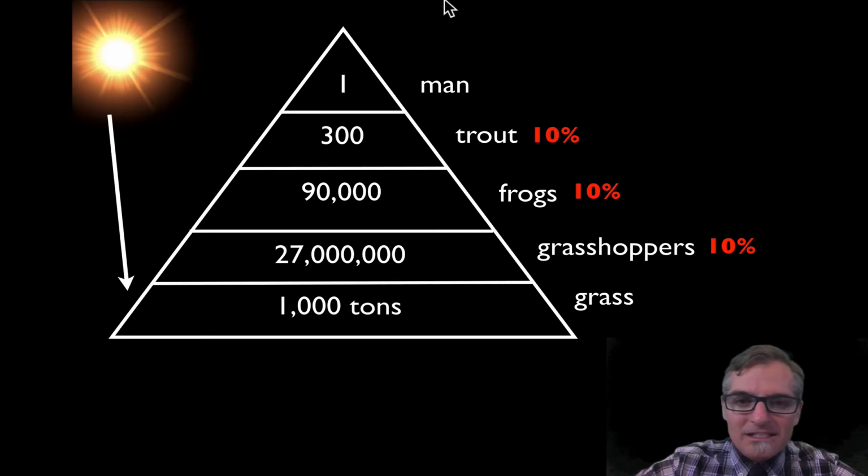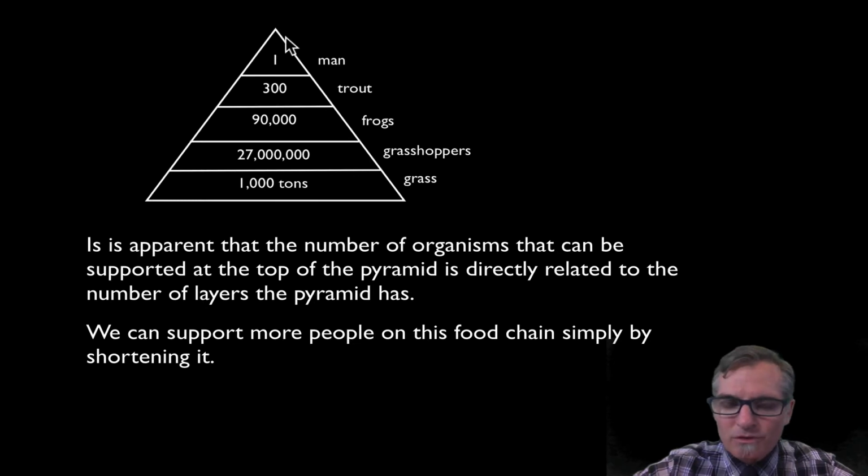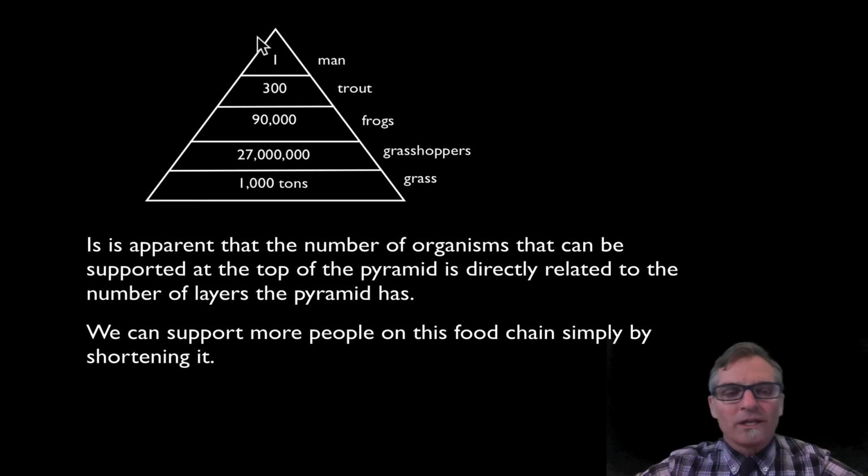activities. And then last, at the very top, we have humans, and 300 trout would only support one person for a year, and only 10% of the energy in those 300 trout would be able to be incorporated into the human. So, it is apparent that the number of trophic levels is going to indicate how many organisms can live at the top part of the food pyramid. So, if we shorten this food pyramid, we can support more than one human. So let's take a look at this.